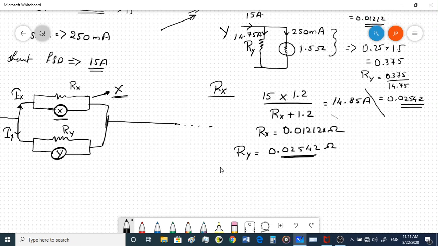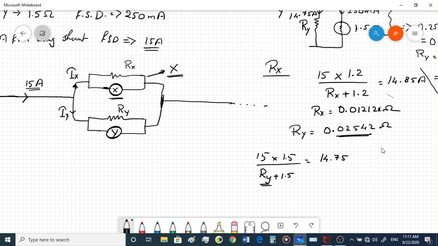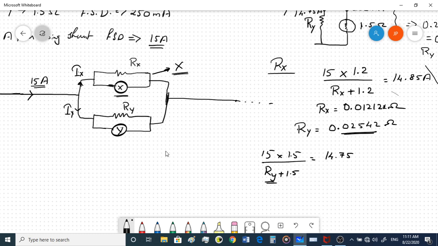in the form 15 into opposite branch resistance 1.5 divided by Ry plus 1.5 is equal to the current that is flowing through Ry, that is 14.75, and then solve for Ry. You will get it as again the same value, right? So once you have found the value of Ry and Rx, we can look at this circuit right now.